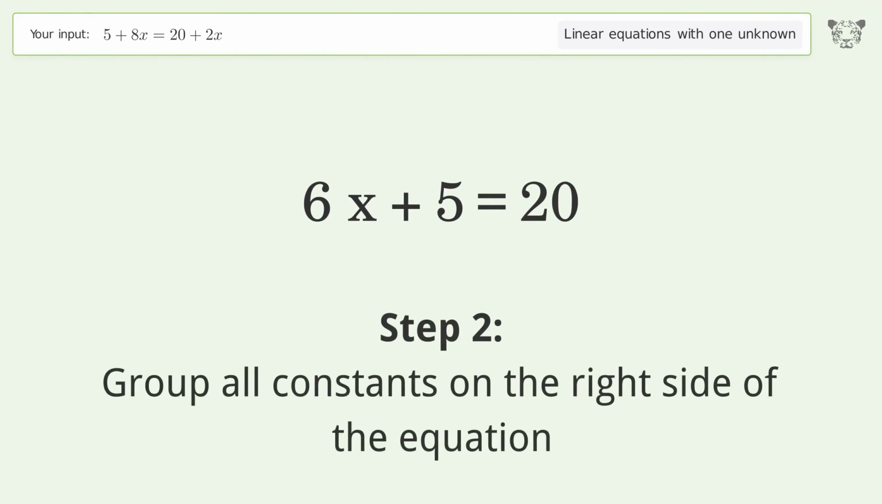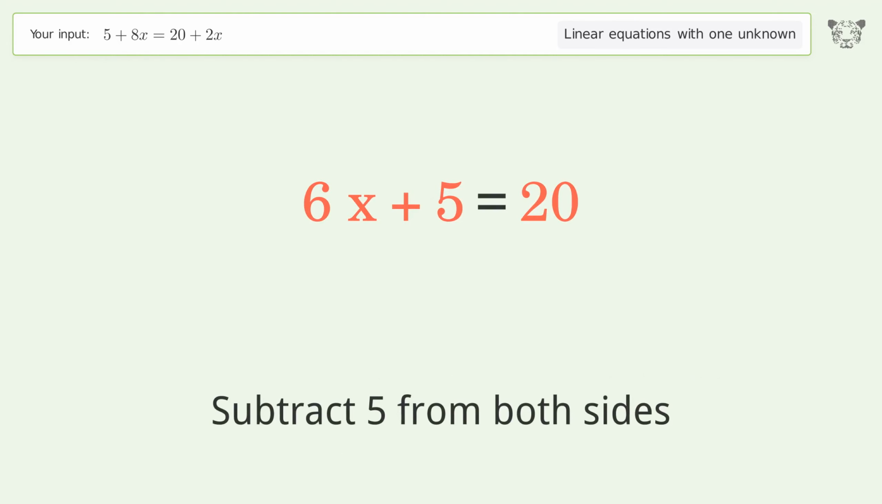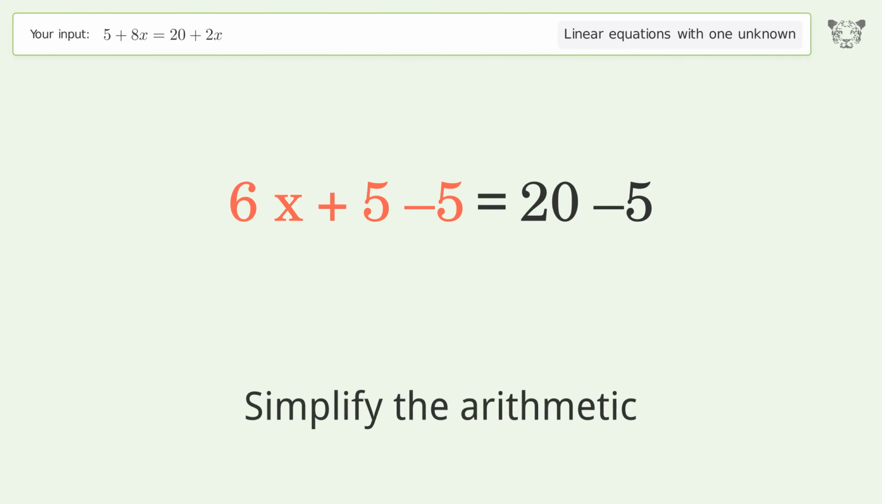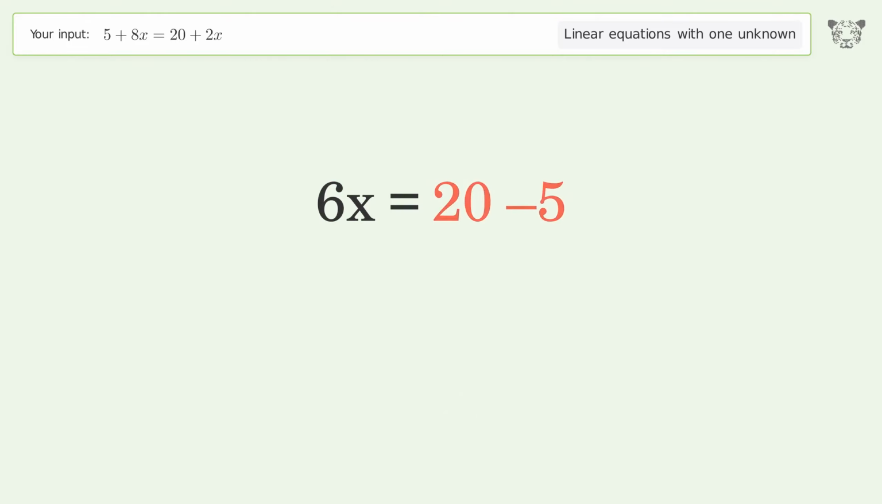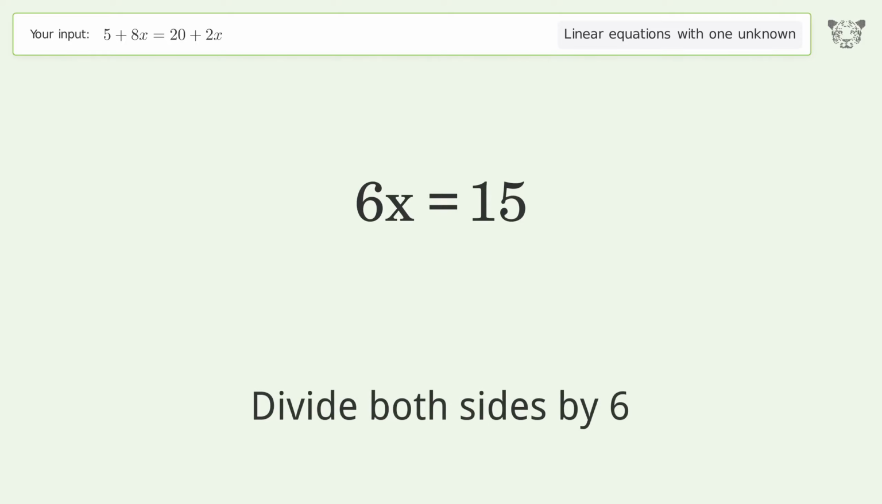Group all constants on the right side of the equation. Subtract 5 from both sides. Simplify the arithmetic. Isolate the x. Divide both sides by 6.